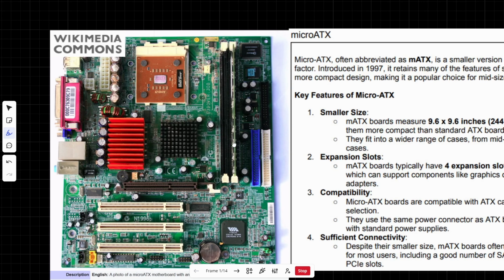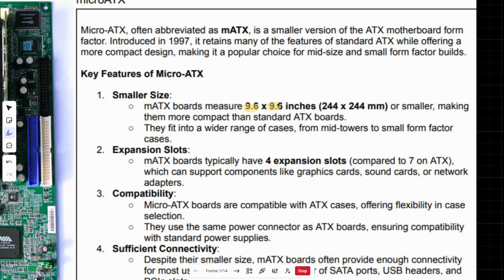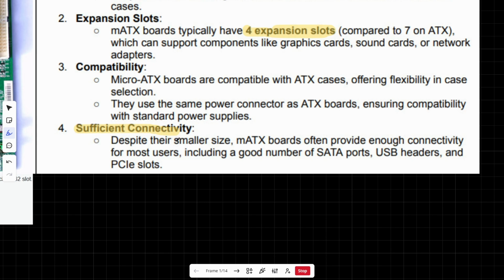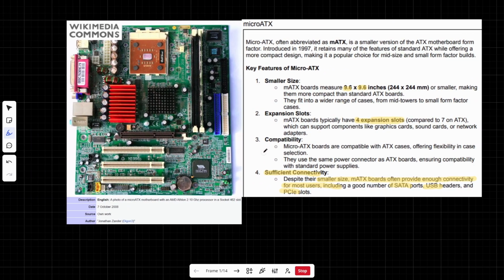Now, look, it's a little bit smaller, right? It's not quite as big. It is a smaller size, 9.6 by 9.6 inches, right? Instead of those 7 expansion slots in the ATX, we now have about 4 expansion slots. So you still have some capability for expansion, but just not as much, right? So if you want to do a little bit of expansion, but you also want to save a little bit of space, this might be the one for you. It has sufficient connectivity, so it is a little bit smaller, but it still has enough connectivity for most users. It has a good amount of SATA ports, USB headers, and PCIe slots. So it's got everything most people need, really. If you're not going to completely deck out your computer, you could probably get away with a MicroATX.